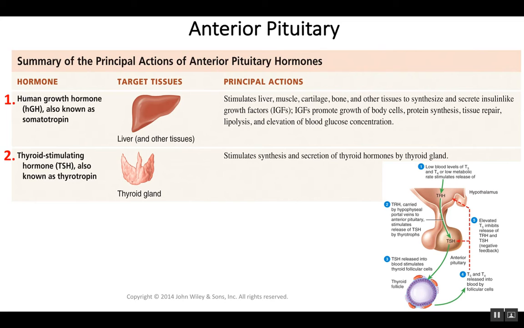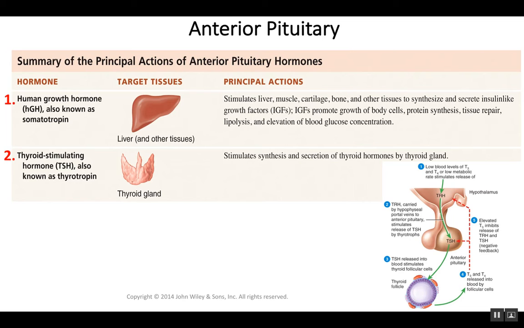So let's learn the hormones of the anterior pituitary gland. I want to first preface that the hypothalamus produces a number of hormones that are going to control the release of these hormones from the anterior pituitary. So the hypothalamus will produce a hormone that will then tell the anterior pituitary to produce one of these hormones.